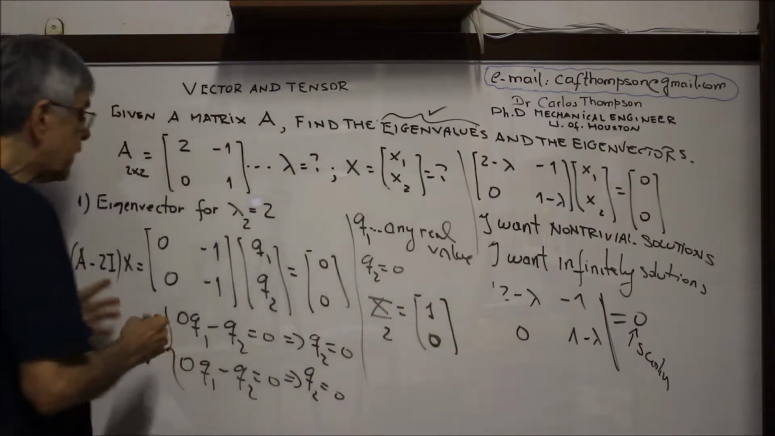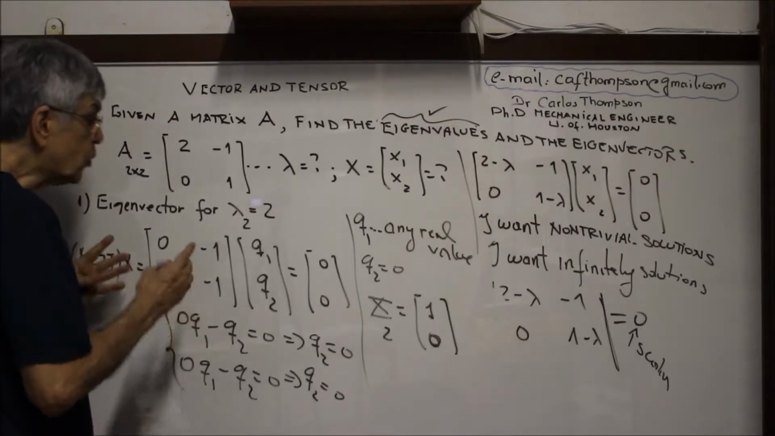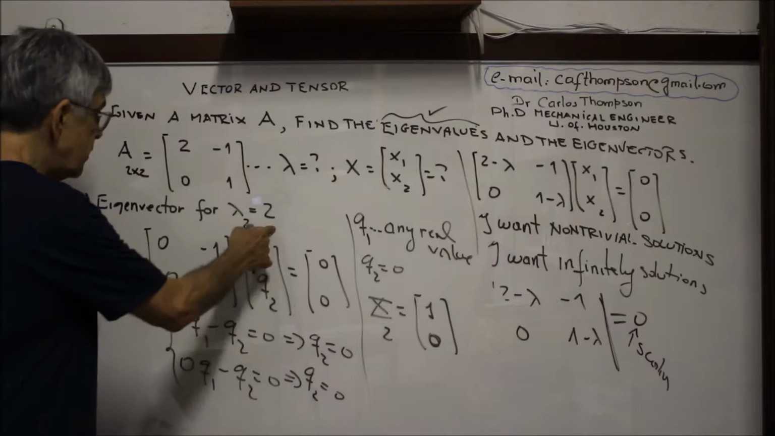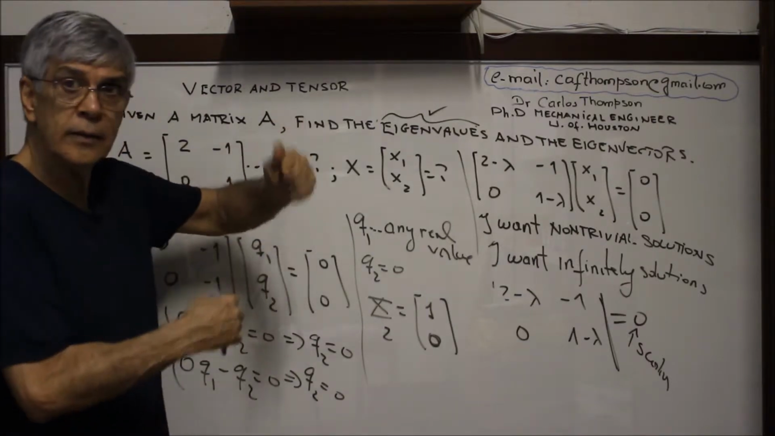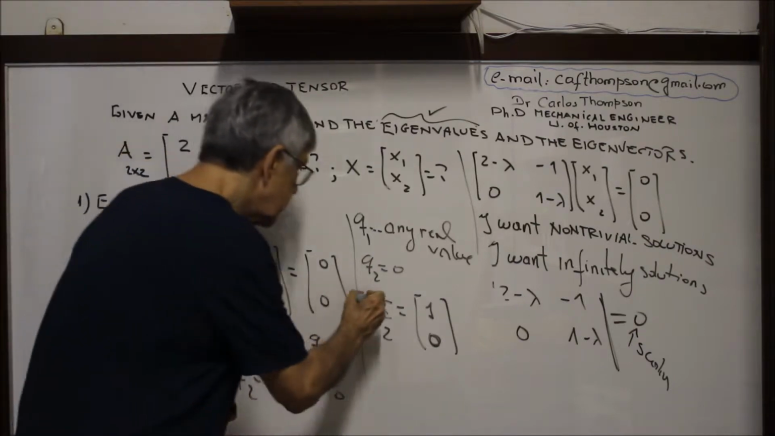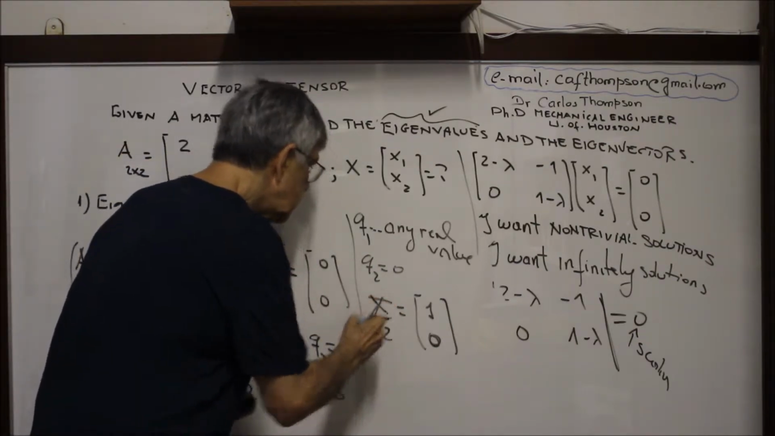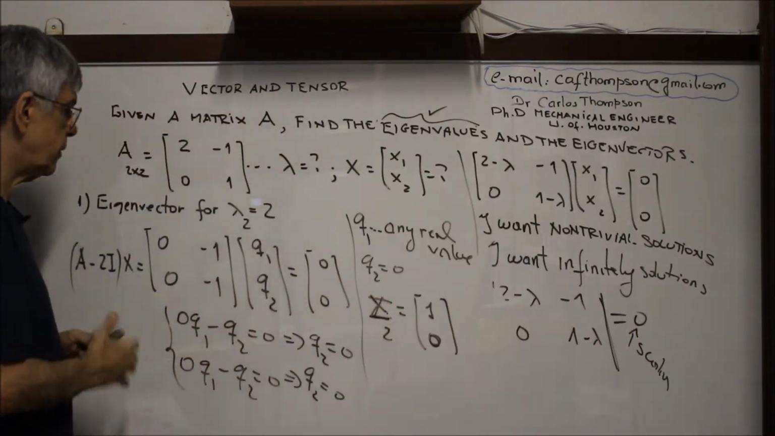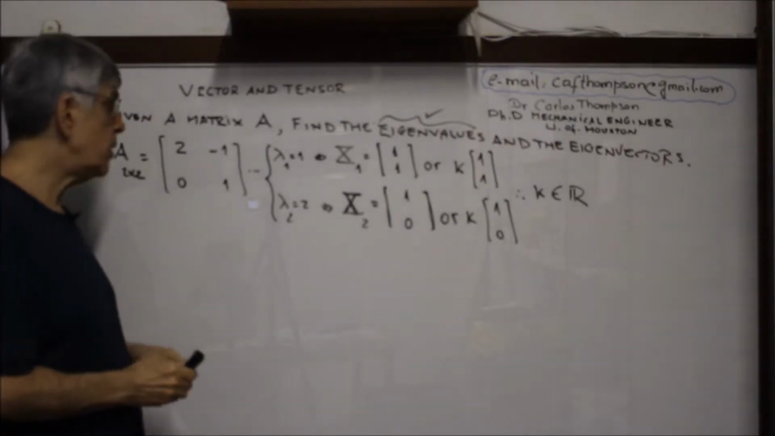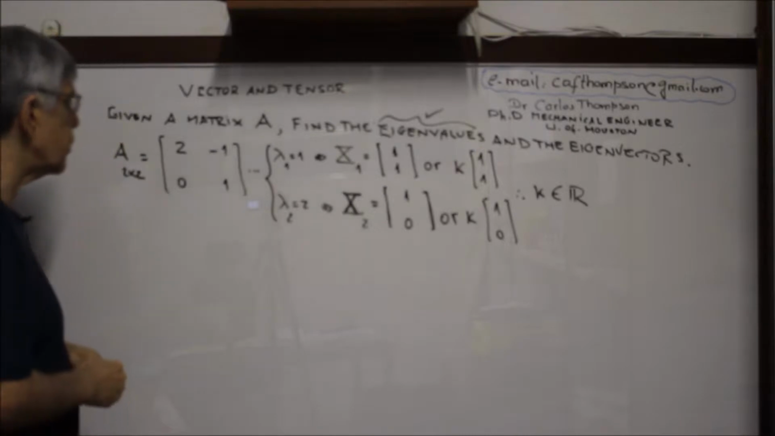So, I obtained the two eigenvectors, (1, 0) for lambda equal to 2, and (1, 1) for lambda equal to 1. Let's interpret what we obtain right here. Here is a summary of the example.